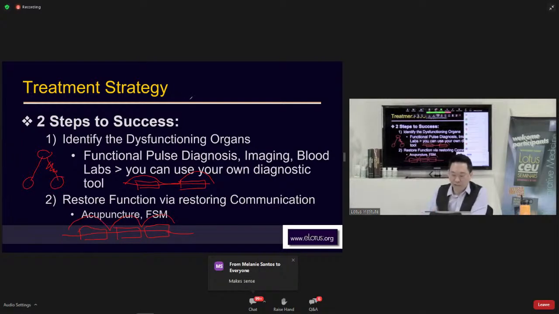So this is key. The reason why I spent so much time on this is because I'm going to come back to this, because a lot of your questions are going to revert back to these two steps. Number one, identify the dysfunctioning organ. Number two, restore communication.